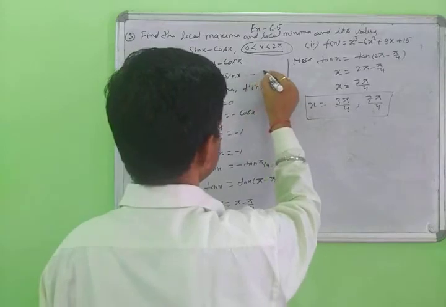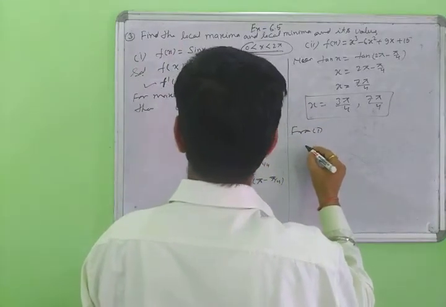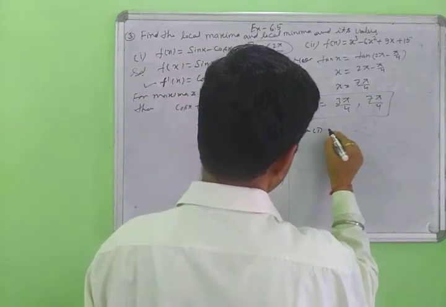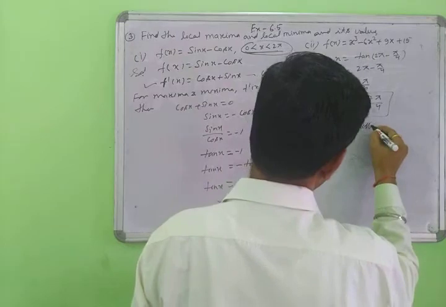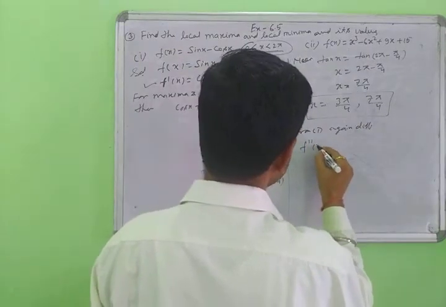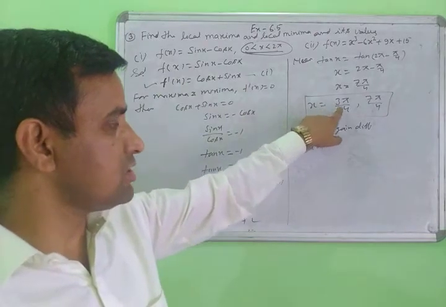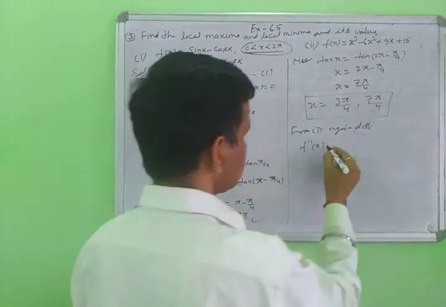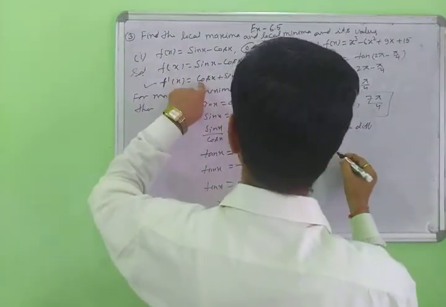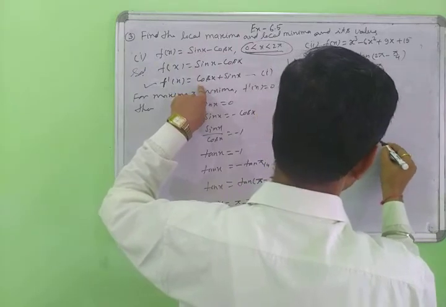Now from first, again differentiate, meaning f double dash x. Suppose you put the values in the second order derivative, then you will check the point as maximum or minimum. So first differentiate this. The derivative of cos x is minus sin x, and the derivative of sin x is cos x.